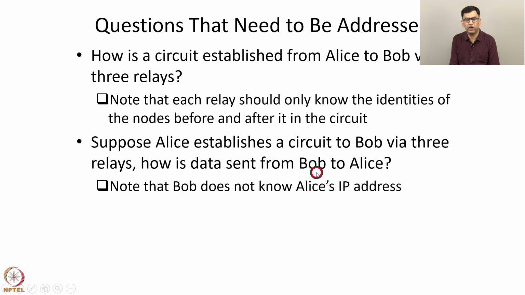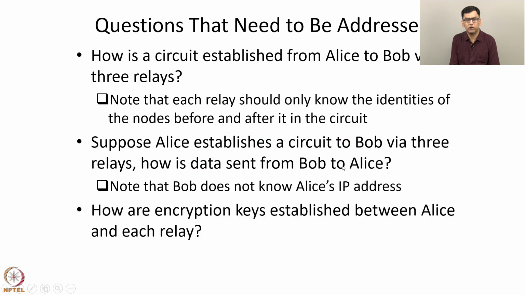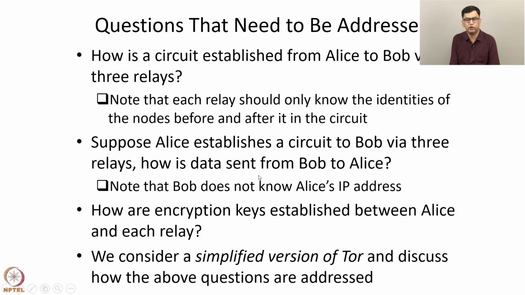Note that Bob does not know Alice's IP address. However, an encryption key is established between Alice and each relay. Again, we have this challenge that each relay should only know the identities of the nodes before and after it in the circuit. So we now discuss how these questions are addressed in Tor. We consider a simplified version of Tor and discuss how these questions are addressed.